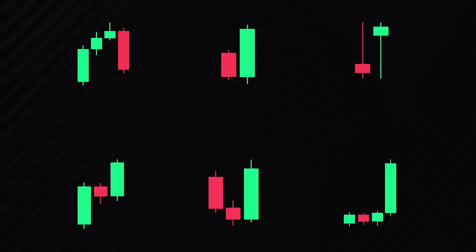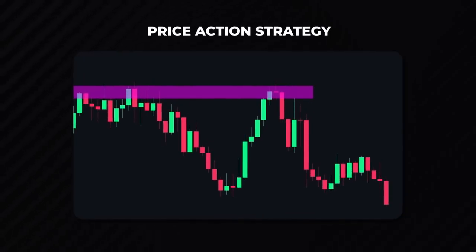So those are the 6 candlestick patterns that I've found to work. Now, keep in mind, when traded on their own, these patterns may not always be as effective. However, if you combine them with other forms of analysis, like key levels, they can become much more powerful. So now, I'm going to introduce an advanced price action strategy that you can use alongside these patterns. This is the same strategy I use to achieve strong returns.